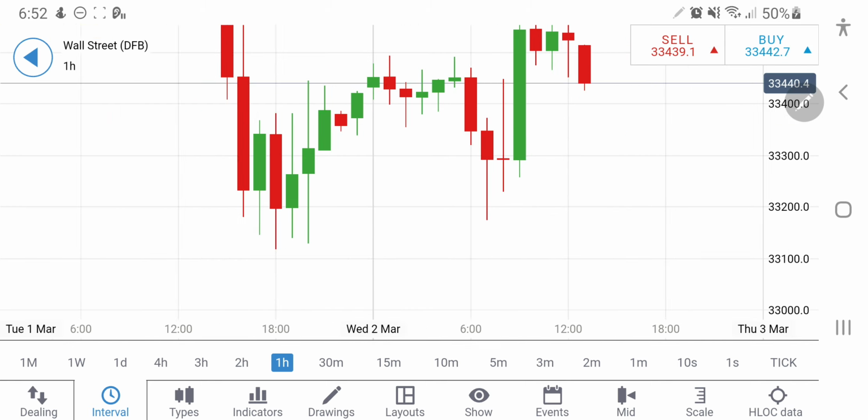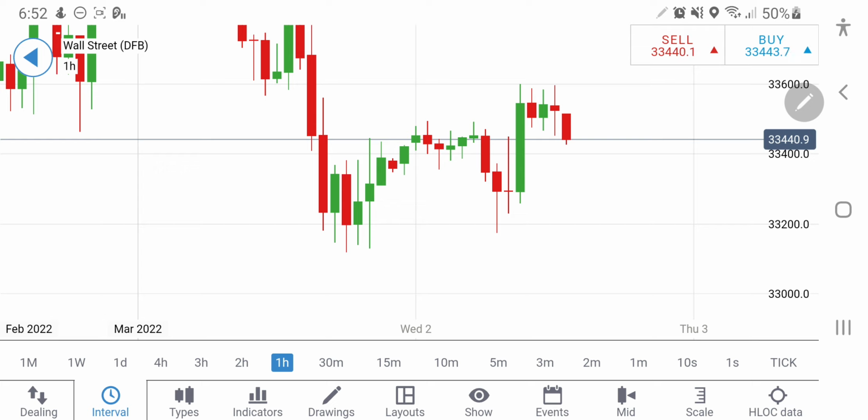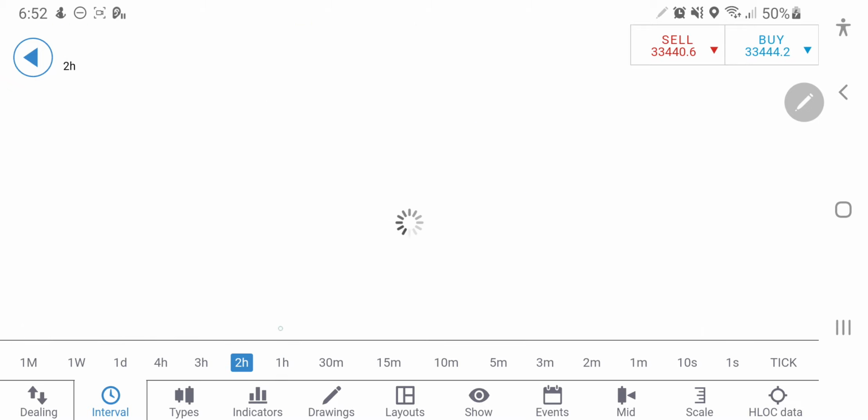And this time also, if it drops below 33,200, it is going to drop below 33,100 also. So it can give you a sharp move. If it drops below 33,200, definitely it is going to give you a sharp correction. Now also this is just on hourly charts. Let's have a look at the 2-hour charts.